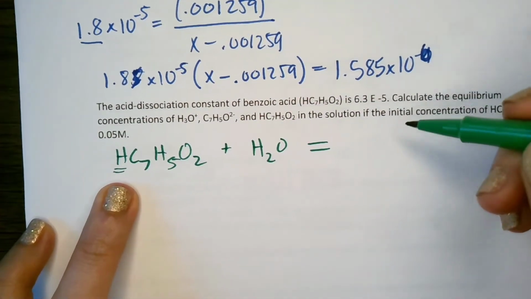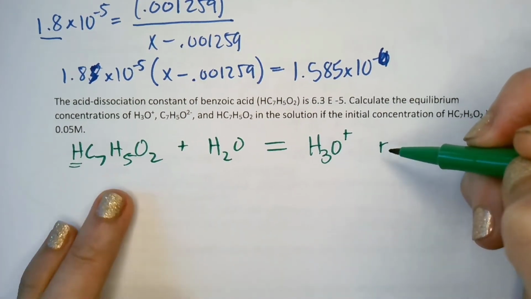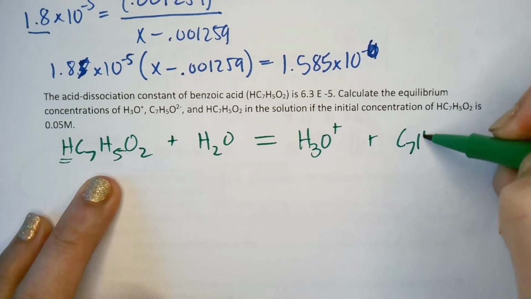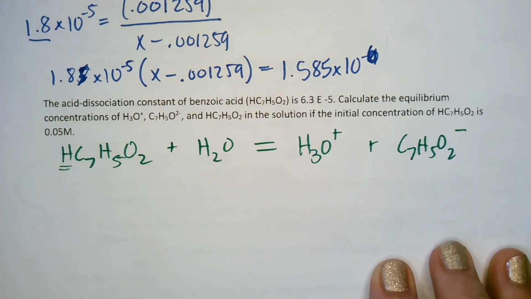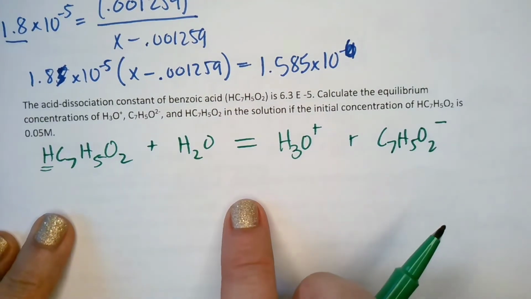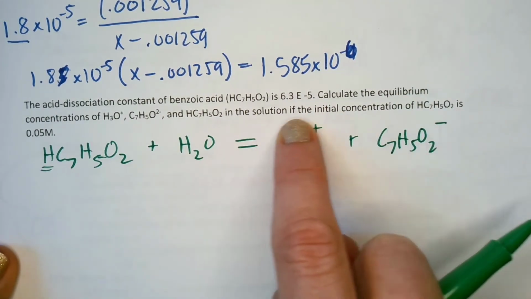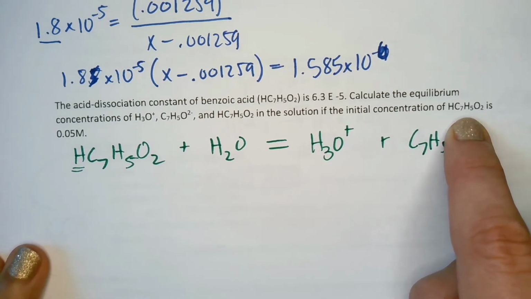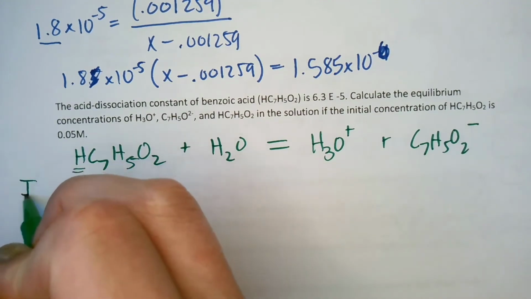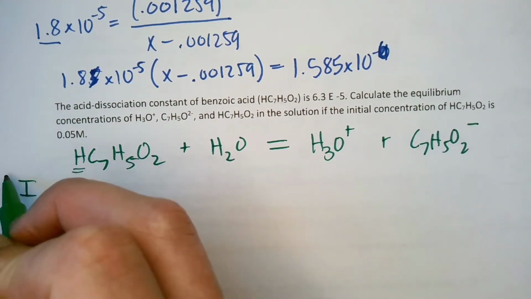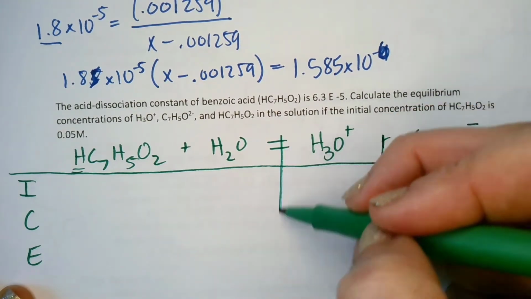So we know that we're adding this in with water and that we're going to lose our acidic hydrogen here. So we've got our H3O plus and our C7H5O2 minus. All right, and we know that the initial concentration of this benzoic acid is 0.05 molar. So let's write out our ICE chart.